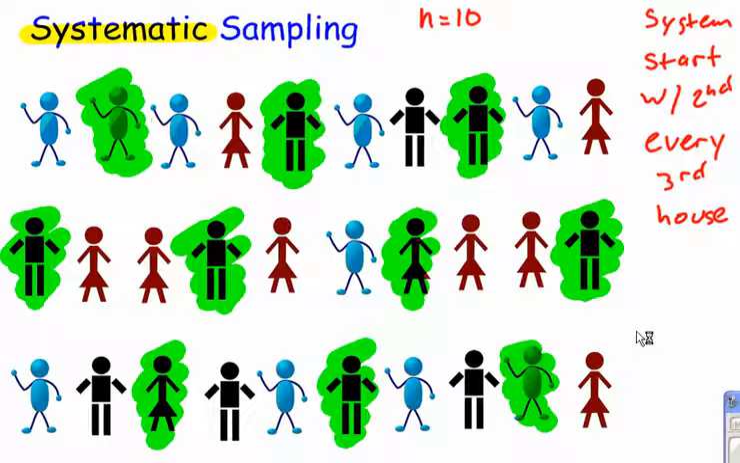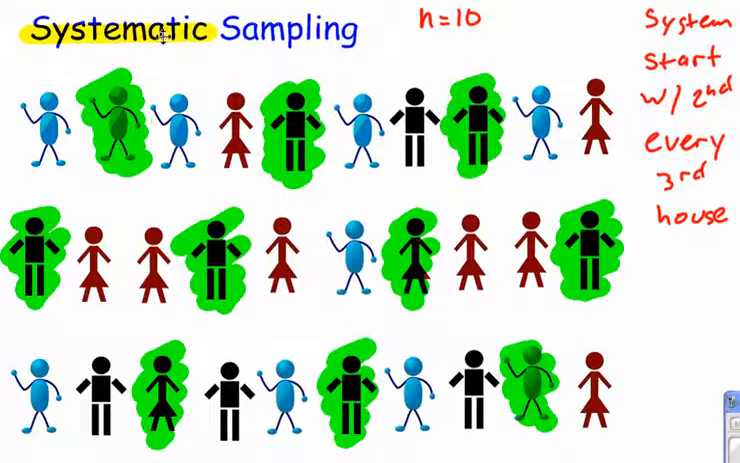Now I want you to notice something about this particular sample that I collected. In this sample, there was only one blue person chosen. Nope, I take that back. There were only 2 people chosen in that sample, and there were only 2 of the red girls in that sample as well. That means that there were 1, 2, 3, 4, 5, 6 of the black stick men in that particular sample.